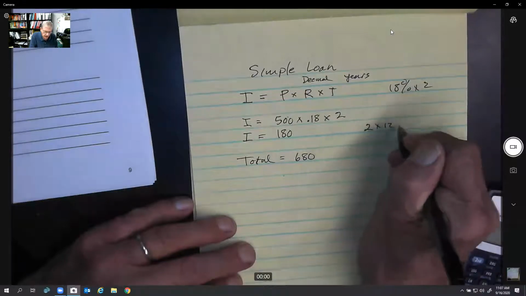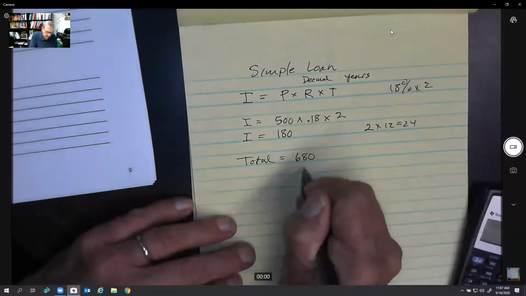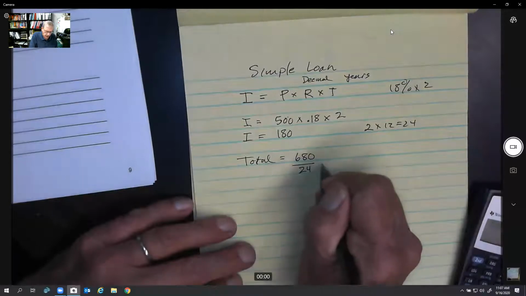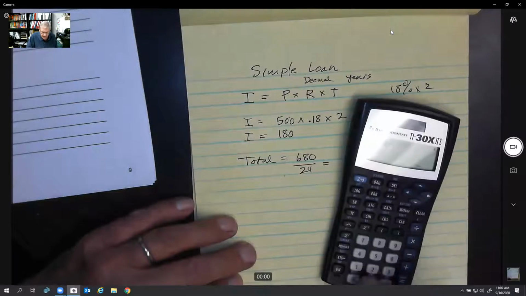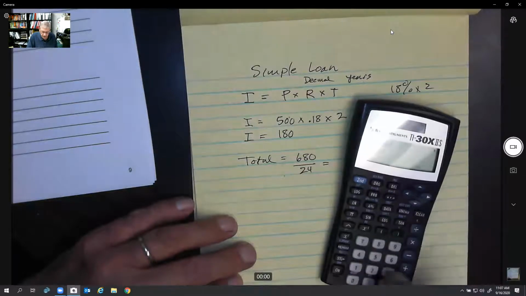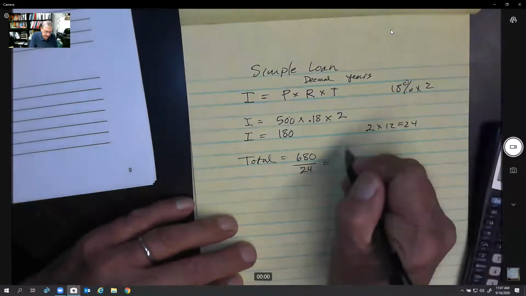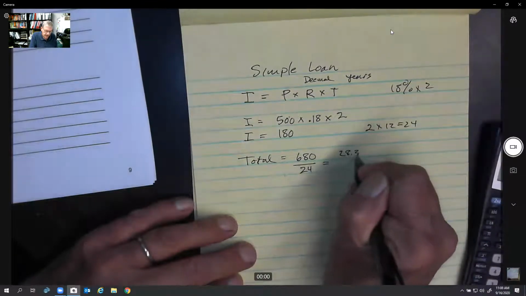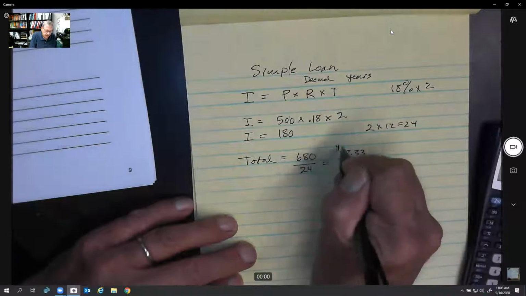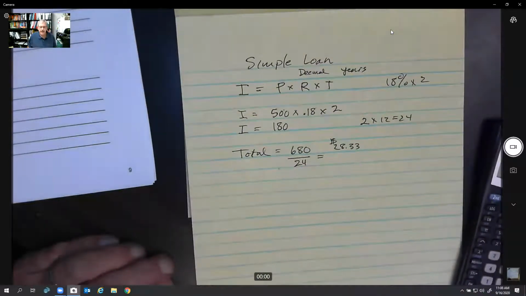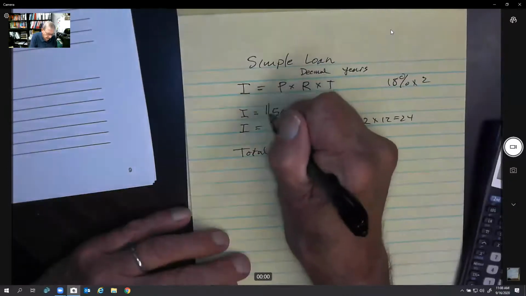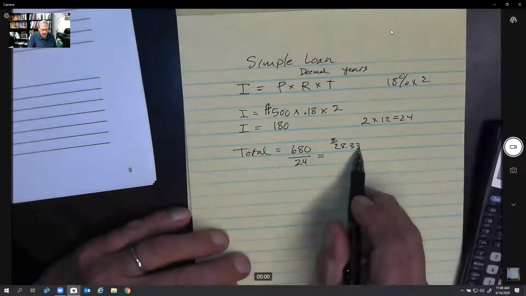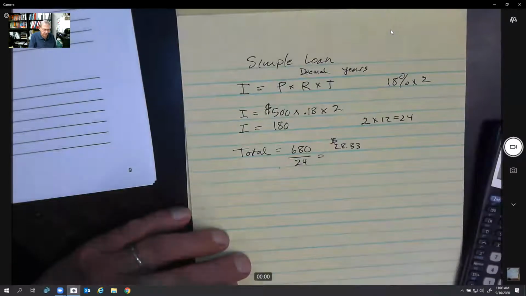2 times 12, 24. Simply divide this number by 24, and that'll tell you your monthly payment. 680 divided by 24. You're going to pay about $28.33 a month. And that'll buy that for you. Whatever you bought for $500, you can pay it off in 2 years at $28.33.